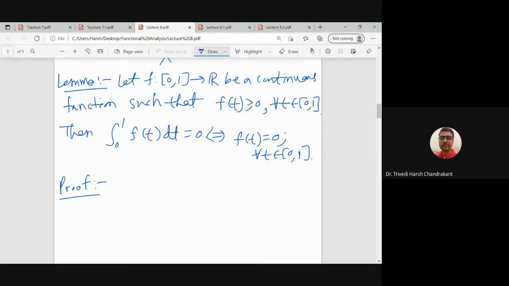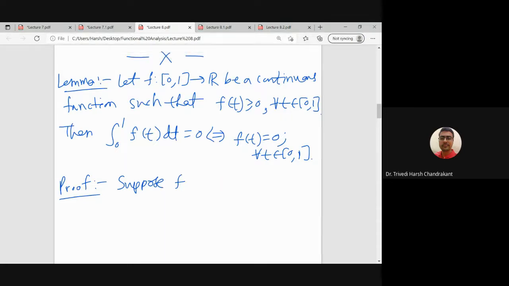Okay, so to prove this result, let us assume that f is not identically zero function on the closed interval. Not identically zero means, we know that it is a non-negative function. So if it is not zero everywhere, then that means at least one point is there such that the function is taking positive value there.